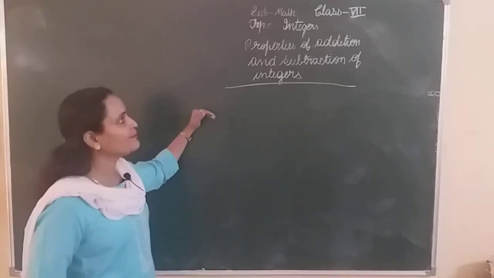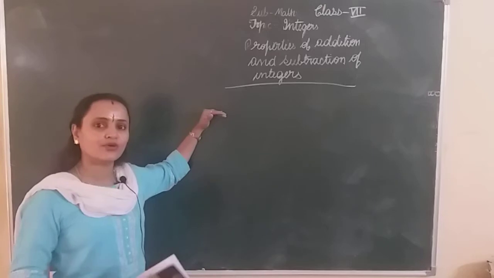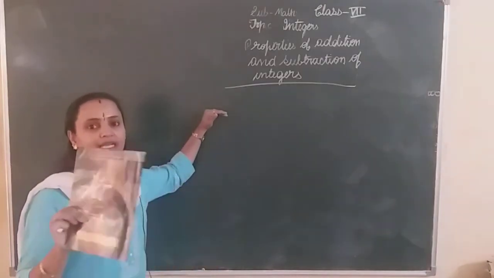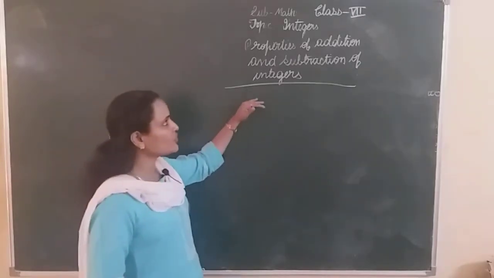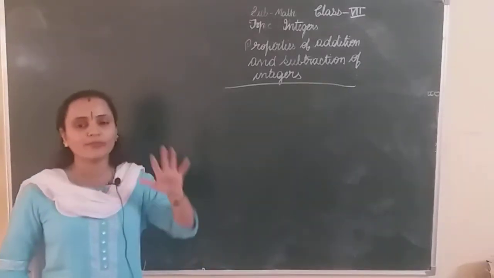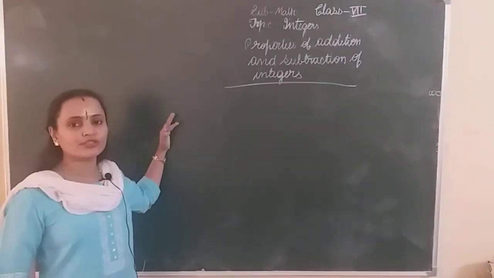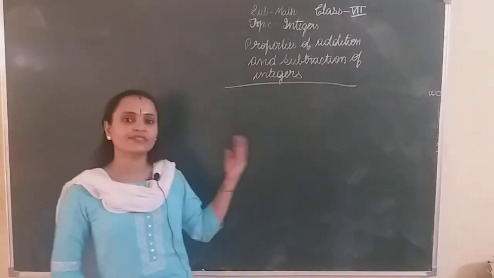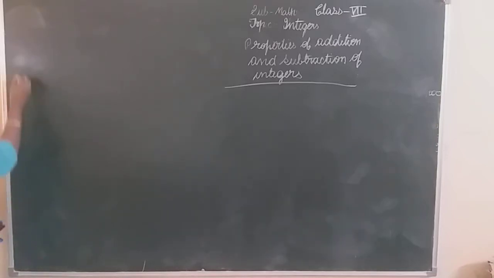In the same way, I am talking here only about the properties of addition and subtraction of integers. Integers are the set of all positive and negative numbers along with 0. There are 5 properties of addition and subtraction of integers. We will study the 5 properties one by one, and then we will start with the sums. The first property is the closure property of addition.